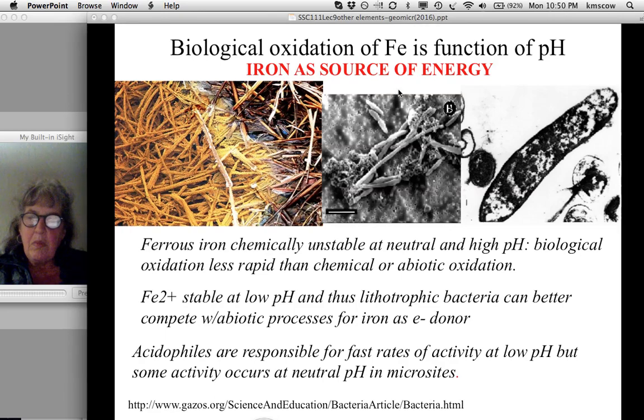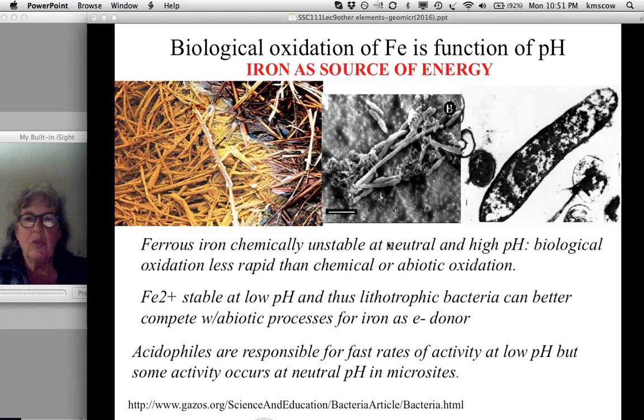Okay, so a really important concept is that the oxidation of iron is a function of pH. Now, do you remember this from the electron tower? Remember that long ago? There are two places that iron falls out in the electron tower, one just above oxygen and one a little bit higher up, and where it falls is a function of the pH. So in general, ferrous iron, the reduced form of iron, is extremely unstable chemically at neutral and high pH.